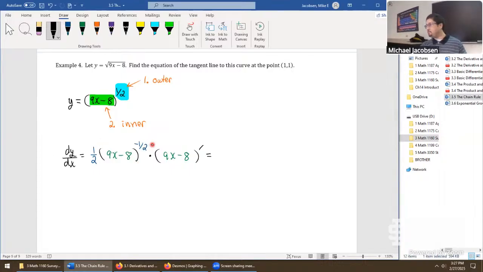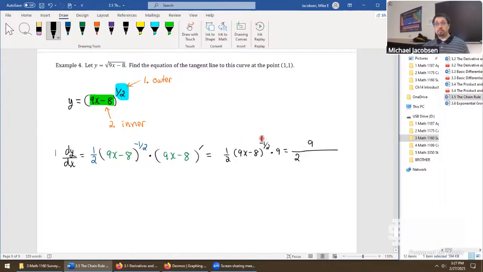Copying up to here, we have 1/2 times (9x minus 8) to the power negative 1/2. This derivative is 9. So times 9, which means the whole thing could be rewritten with the 9 in the numerator, 2 in the denominator. If you wanted, you can also move that to the denominator. We would have power 1/2 here, which means it's just a square root. But if you left your answer in this format, that's okay as well. This is just a little bit easier to compute with the next step.